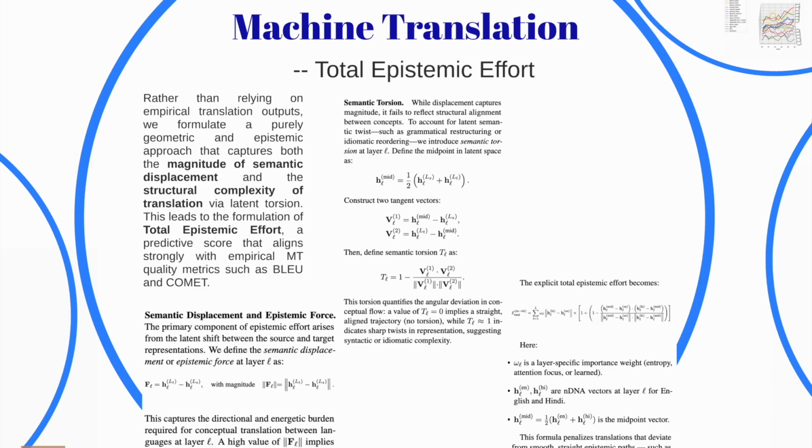When displacement is small and torsion is small, the model can transfer meaning with little effort. When either is large, especially both, the model must do more cognitive geometric work and zero-shot quality drops. In short, total epistemic effort is a generation-free, geometry-first predictor of translation difficulty. Distance tells how far the concepts must travel. Torsion tells how much untwisting is required. The layer-wise sum is the energy bill for moving meaning from one language's semantic genome to the other.